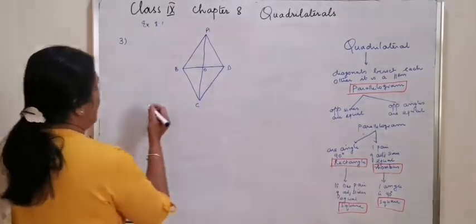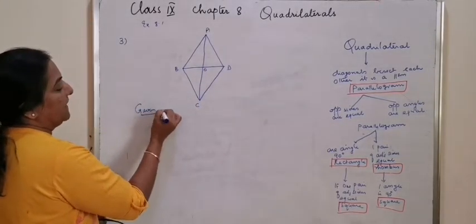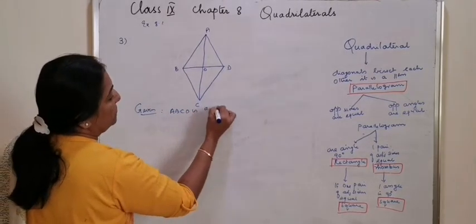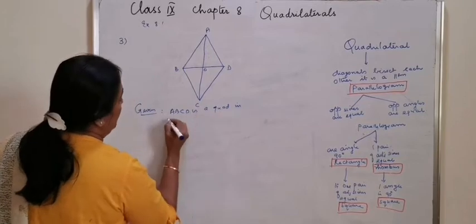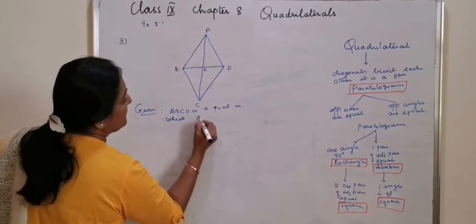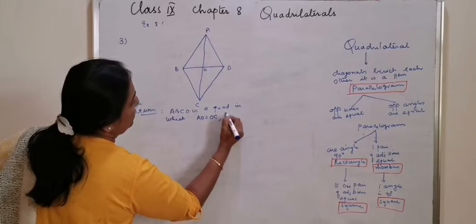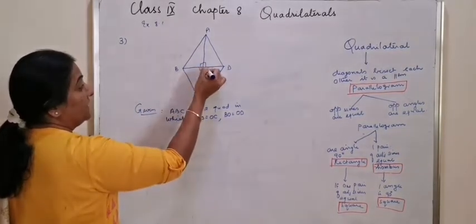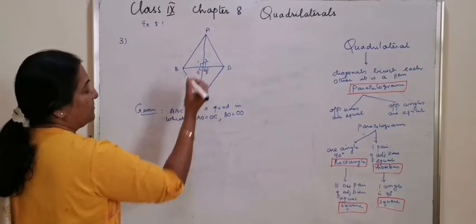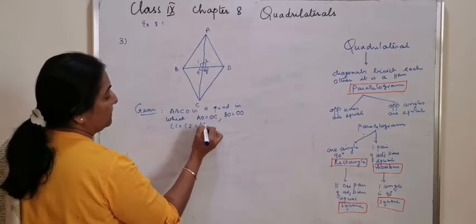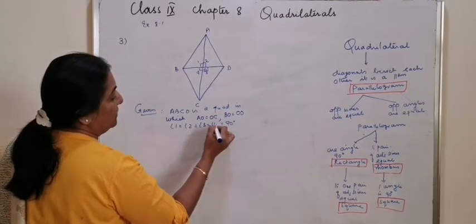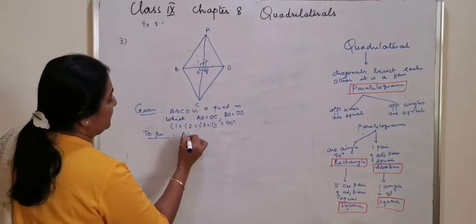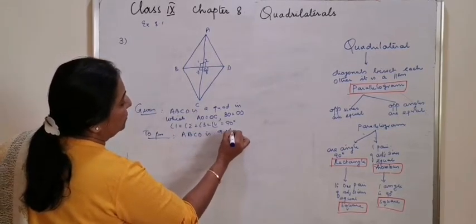Now, what is the given condition? ABCD is a quadrilateral in which the diagonals bisect each other. That means AO is equal to OC, BO is equal to OD, and it is also given that they bisect at right angles. Angle 1 is equal to 2 is equal to 3 is equal to 4 is equal to 90 degrees. What is to prove is ABCD is a rhombus.